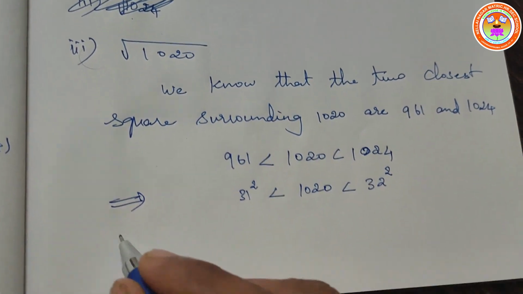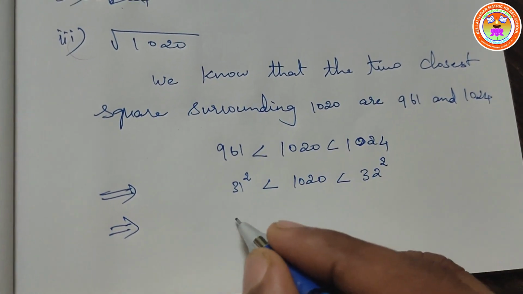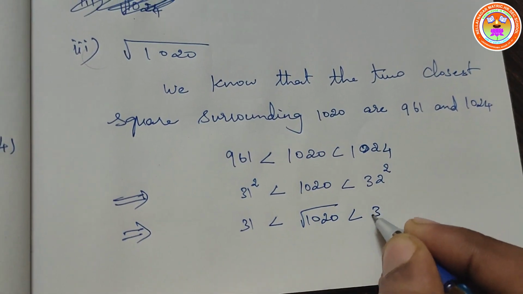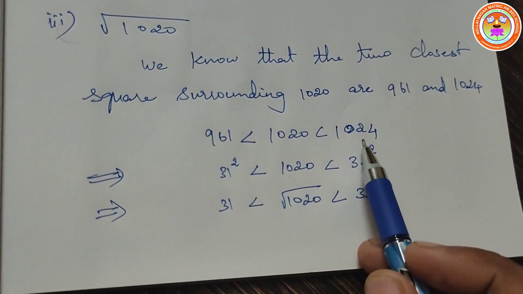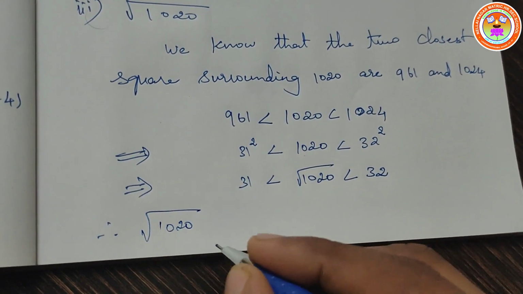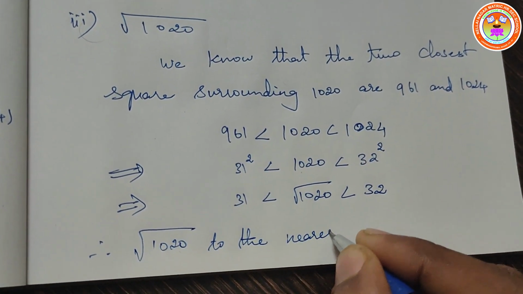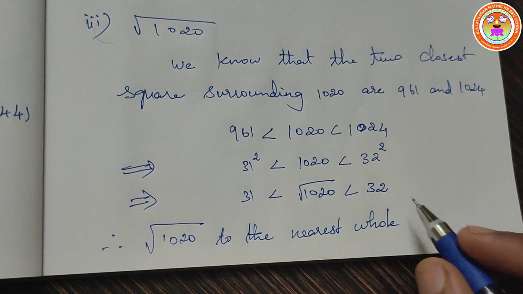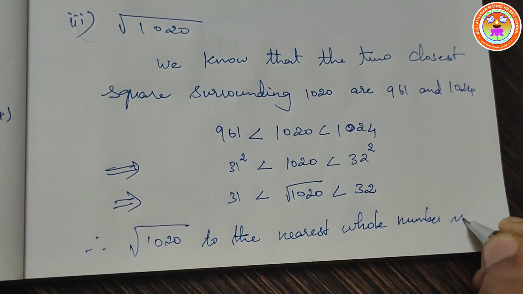So which implies we can take square root. If you take square root of this, 31 is less than square root of 1020 is less than 32. Which is nearest to this? 1020 is nearest to 1024. Therefore, the square root of 1020 to the nearest whole number, which is the nearest whole number? 32 is the nearest whole number.